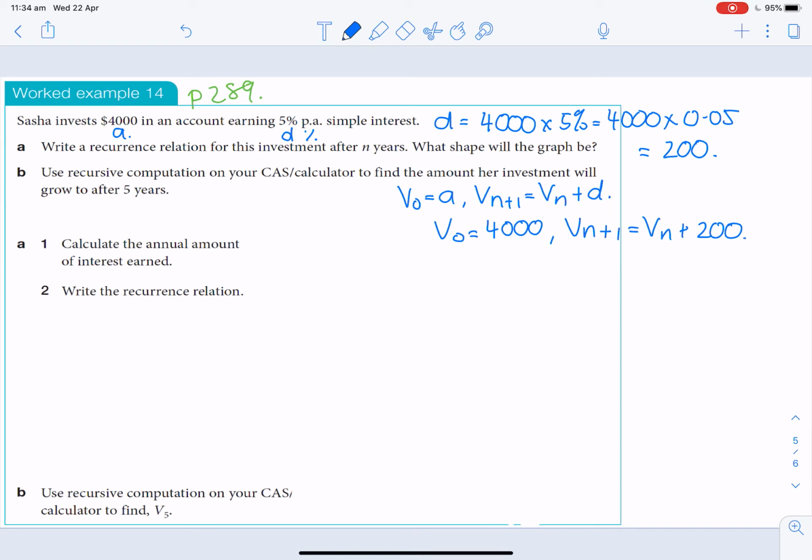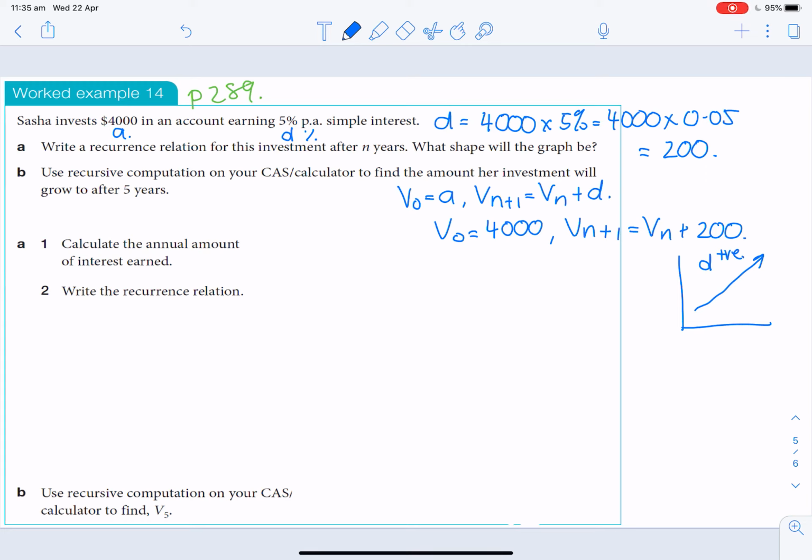So this recurrence relation has a positive D value, as I showed you in the previous slide. So it's going to look like a linear graph with a positive slope because our D value is positive.